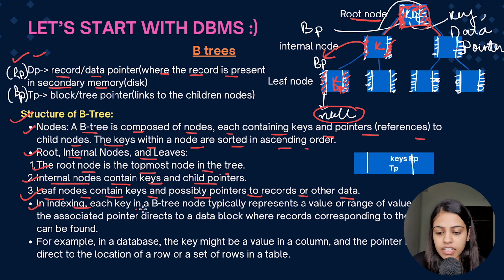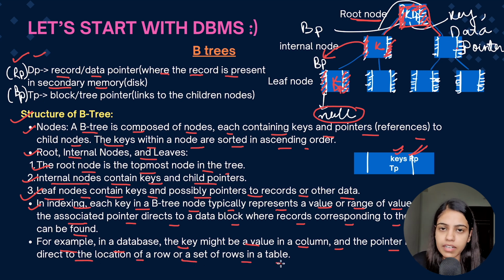Now in indexing, each key in a B tree node typically represents a value or range of values, and the associated pointer directs to a data block where the record corresponding to the key can be found. So for example, in a database, the key might be the value in a column and the pointer might be the direct location to the row or a set of rows in a given table. So here we can see that all the nodes have the same structure. They have a key, they have the data pointer associated with the key, then they have a block pointer which corresponds to the address of their children, and here it is the root node. After the root node, all the nodes are internal nodes, and at the last we have the leaf node which also has a key and data pointer.